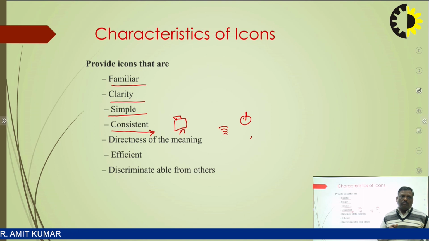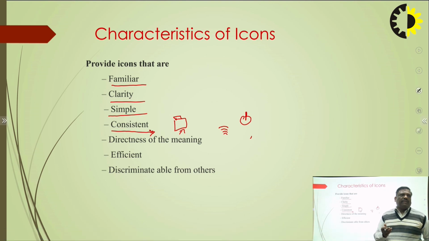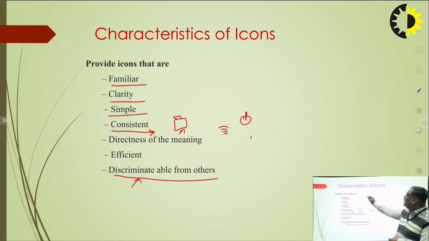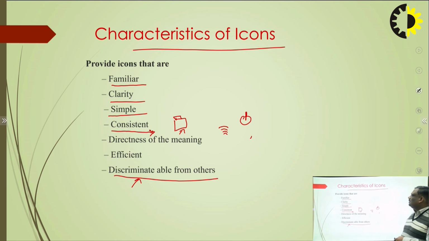Effective, icons must be clear and effective. Discriminable from the others, so there is no ambiguity in the icons. We do not use an icon to show a dual meaning, because the user can be in a dilemma, or the user cannot easily understand what to do. So discrimination is there. So these are the characteristics of the icons.